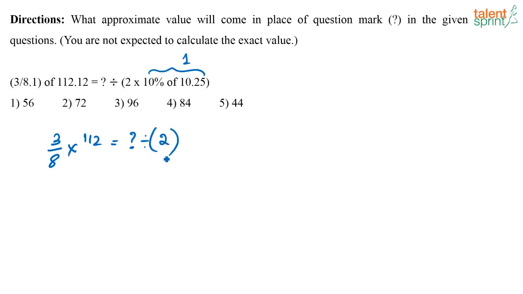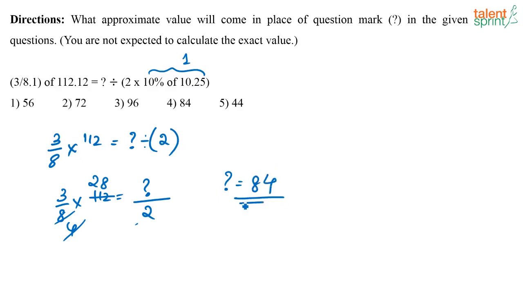So this is question mark divided by 2, or I can say 3 by 8 into 112 is equal to missing value divided by 2. Now solve, what will you get here? So what will come in the question mark? 28 into 3, that is 84 approximately, option 4.